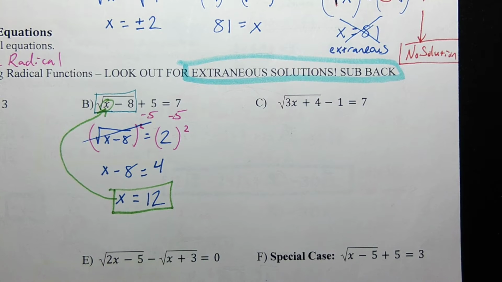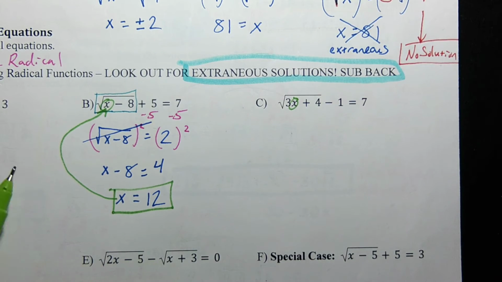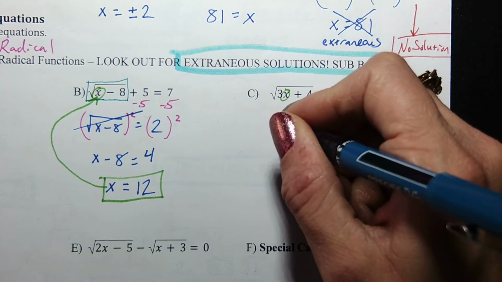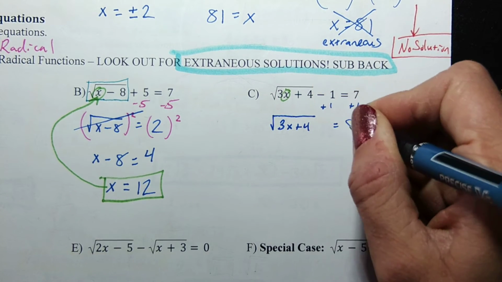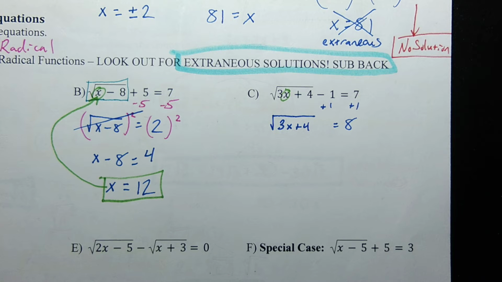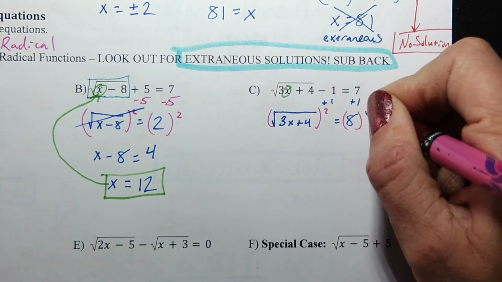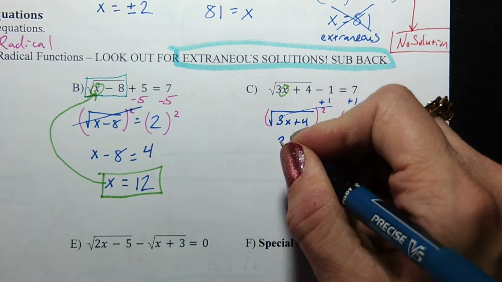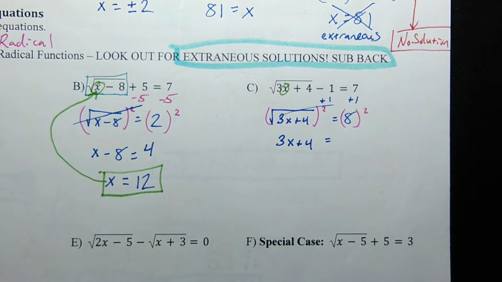So we see a square root and we see our variable trapped under the square root. First, we isolate the radical by adding 1 to both sides. So plus 1, plus 1. So the square root of 3x plus 4 is equal to 8. How am I going to get rid of that square root? We're going to square both sides. So the squaring cancels out the square root, and I get 3x plus 4 equals 16?